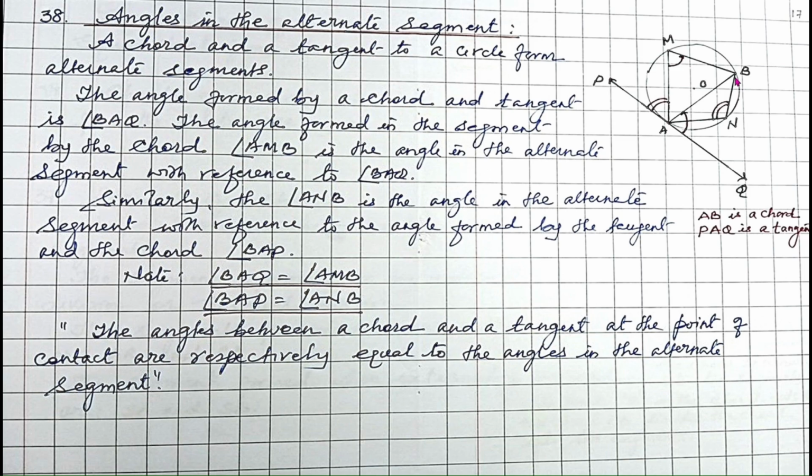The angle in the alternate segment is angle ANB, and angle BAP is equal to angle ANB, a very important property which you have to remember. Therefore, remember the angles between a chord and a tangent at the point of contact are respectively equal to the angles in the alternate segment.